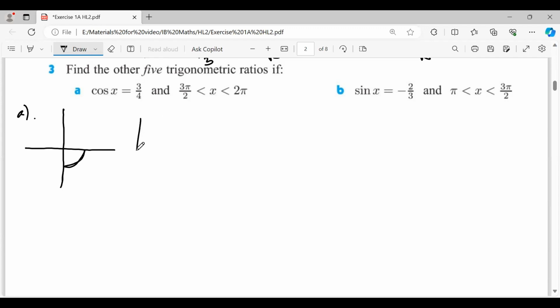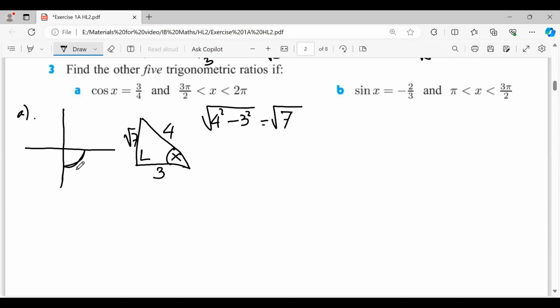And next, after that, okay, I will sketch the triangle. Cosine x is 3/4. If x is here, it means 4 here and 3 here. How about this side? This side is the root of 4 squared minus 3 squared. It is root of 7. Okay, root 7.